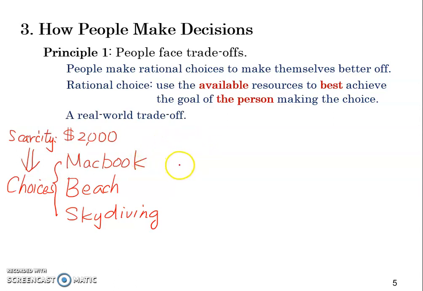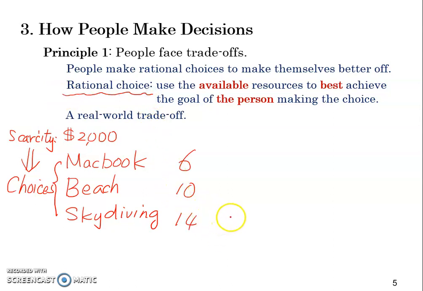Now suppose we got 6 students out of 25 who prefer a MacBook, and 10 of them prefer a vacation on the beach, and 14 of them would really like to do skydiving. Now the question is, which one is the rational choice?